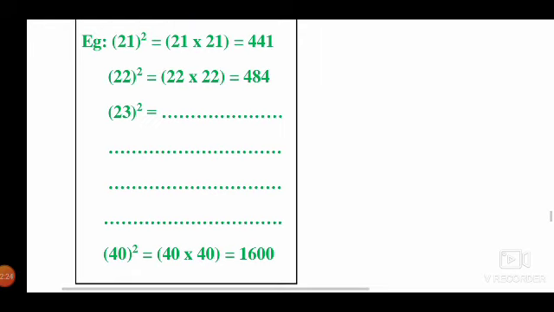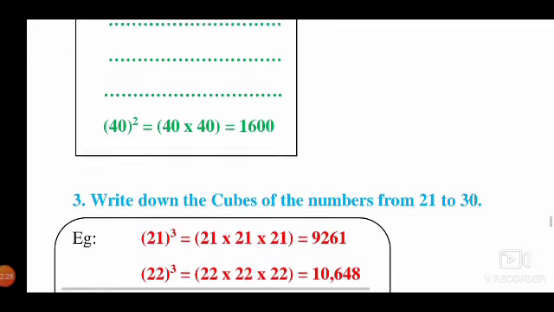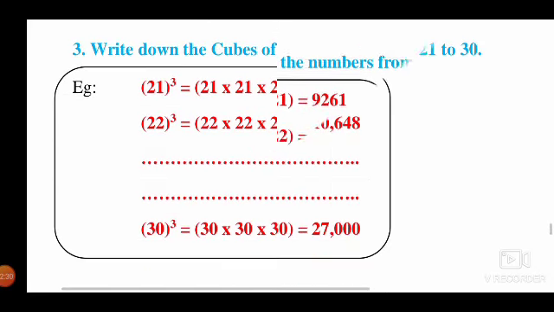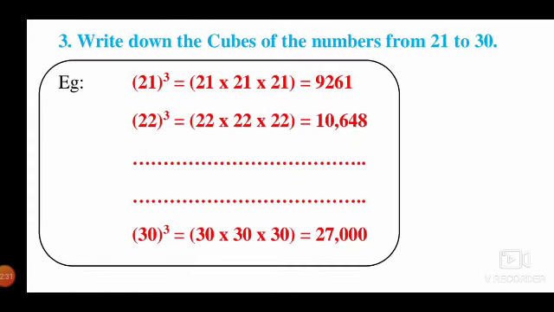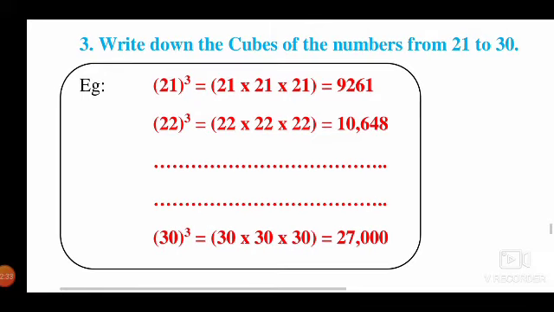So you have to write in this format. And for Roman letter 3, you have to write down the cubes of the given numbers, that is 21 to 30. Cube means power 3. For example, 21 cube means 21 into 21 into 21. Write 3 times and multiply, that is 9261.